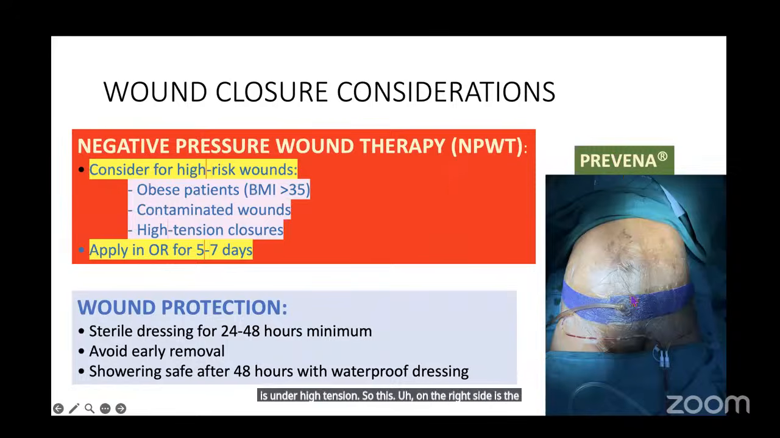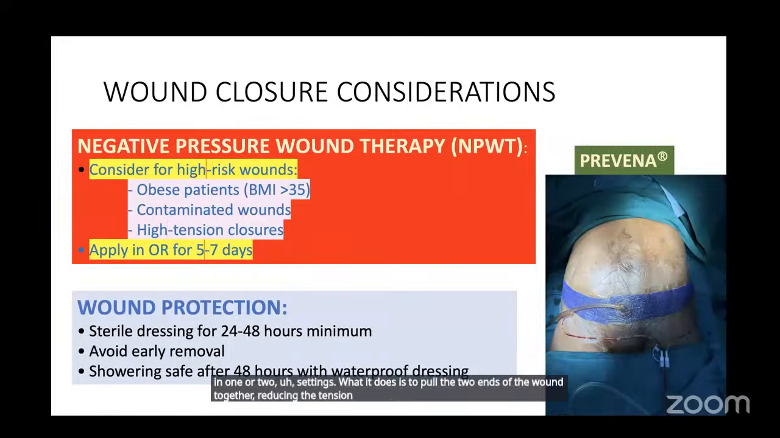Prevena system. It is an NPWT, a negative pressure wound therapy system, which can be used for about 5 to 7 days in 1 or 2 settings. What it does is pull the two ends of the wound together, reducing the tension at the wound edge.